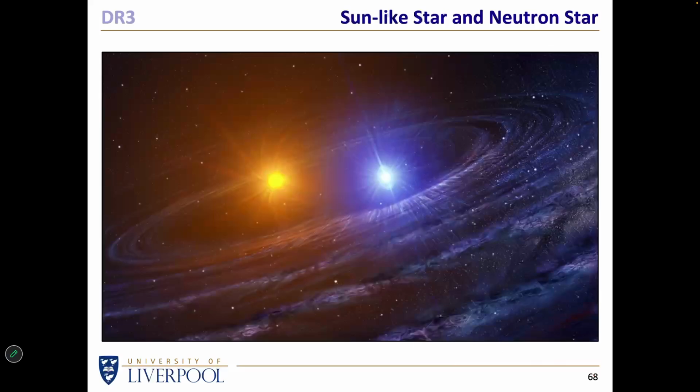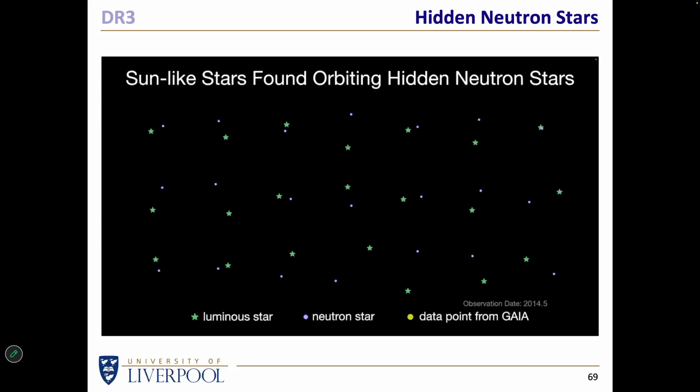Gaia actually found a few sun-like stars, stars very similar to our own, but orbiting with a neutron star. Now, neutron stars are the result of supernova. How can you have a supernova and a sun-like star is left behind next door to it? But apparently there's a few of them.